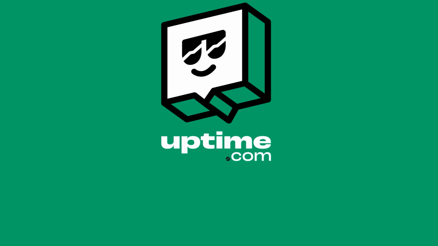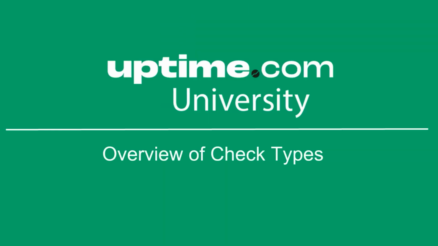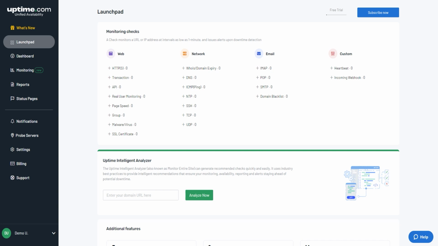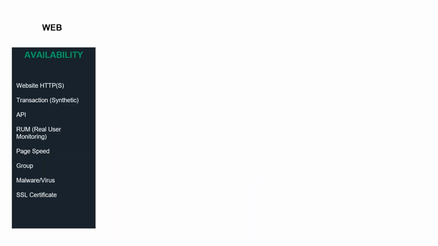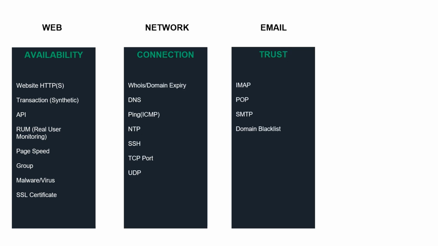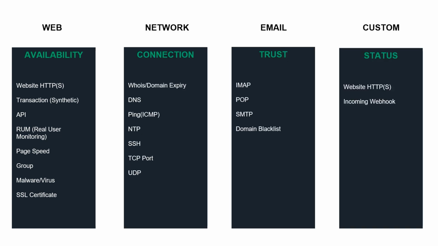Welcome to Uptime.com and our overview video of check types. A check is a process monitor for a specific function of your network or performance, and Uptime.com has a variety of checks to provide 360-degree monitoring for your web domains, certificates, network health, email servers, and custom needs. Let's get started first with web checks.